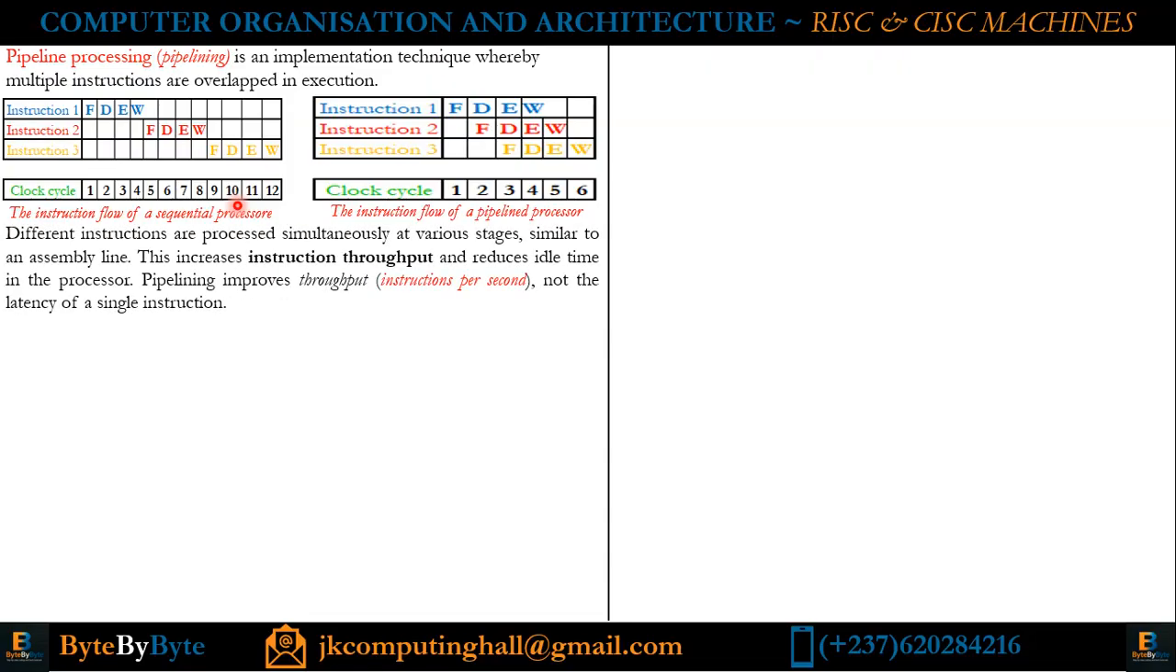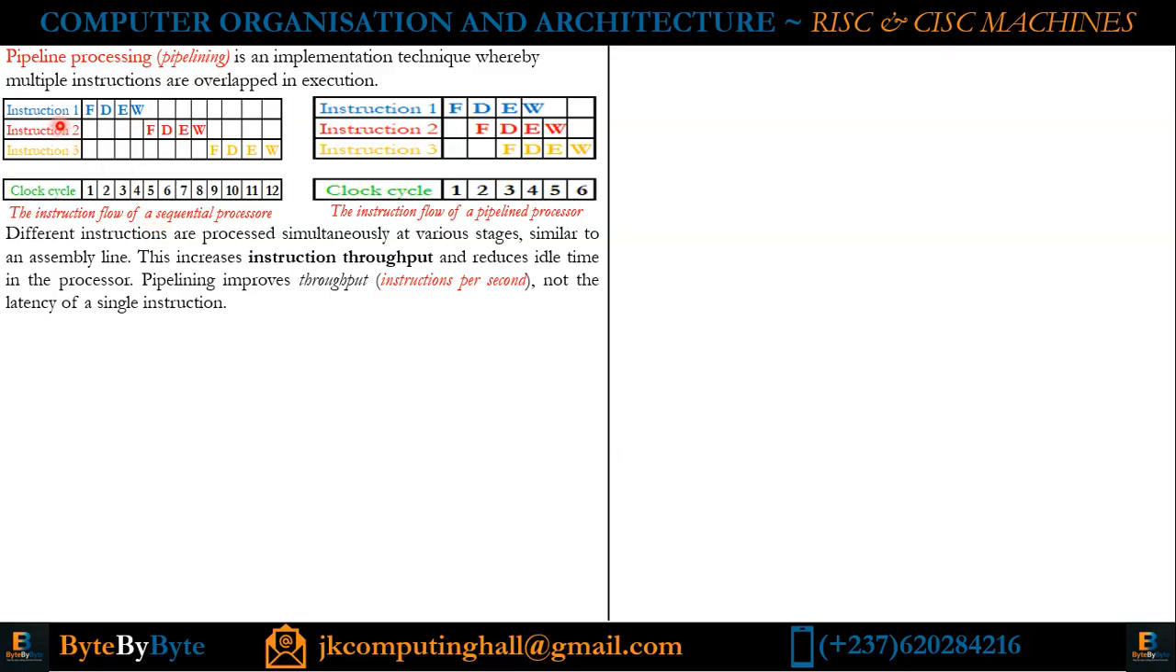Different instructions are processed simultaneously at various stages, similar to an assembly line. This increases instruction throughput, that is the number of instructions executed per second, because remember, the throughput is the number of instructions divided by the clock cycle, that is the amount of time.